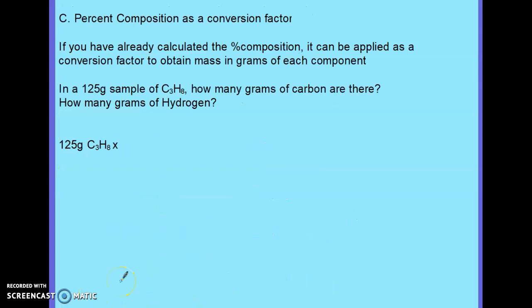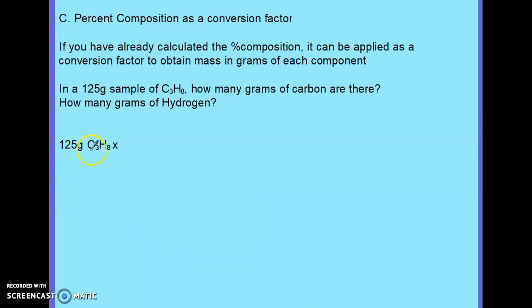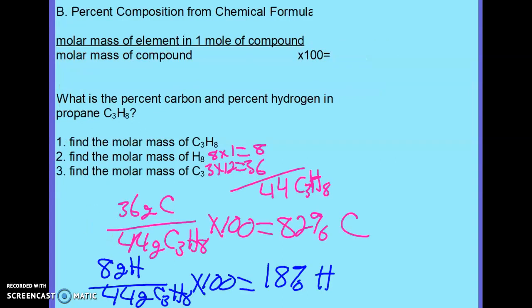One extension that we can do with that, if you've already calculated the percent composition, this can be applied as a conversion factor to find out or obtain the mass in grams of each component. So what if I already know this. I already did this part, so I know that in this formula, 82% carbon and the other 18% is hydrogen. What if I have 125 grams of C3H8 and I want to know how many grams of carbon are in this formula? Super simple. I have to go back and say carbon is 82%.